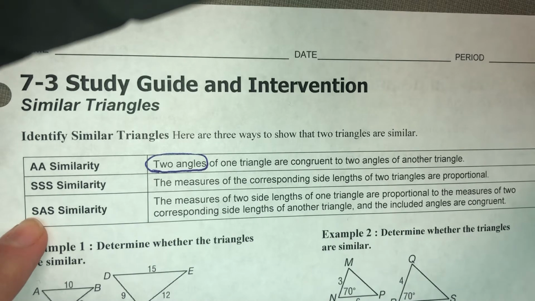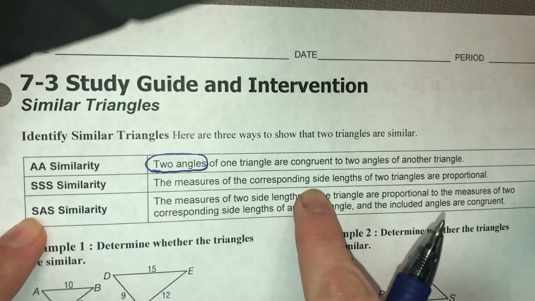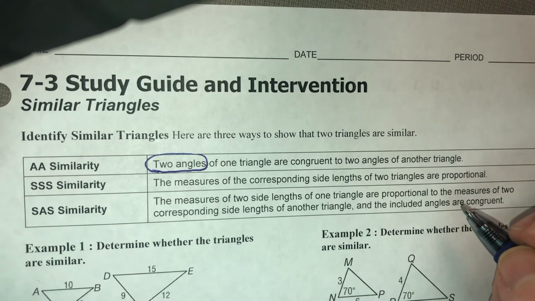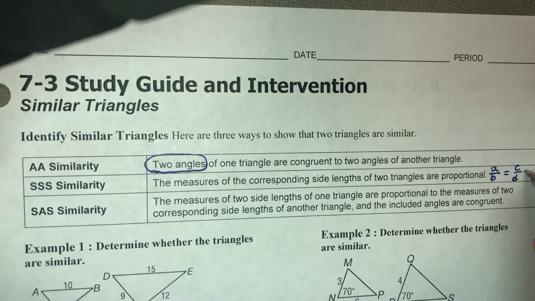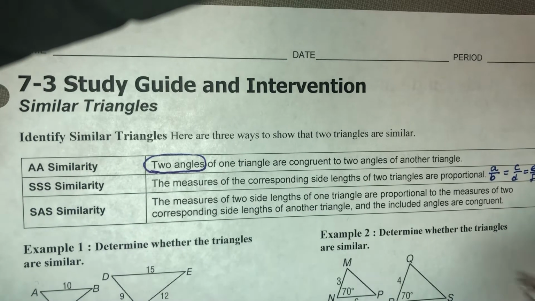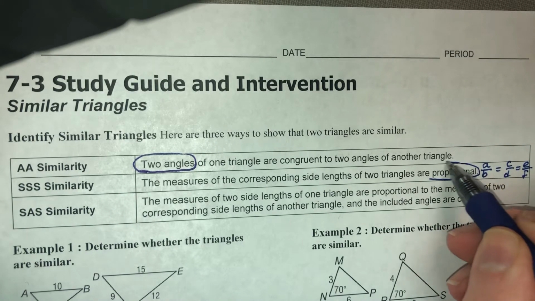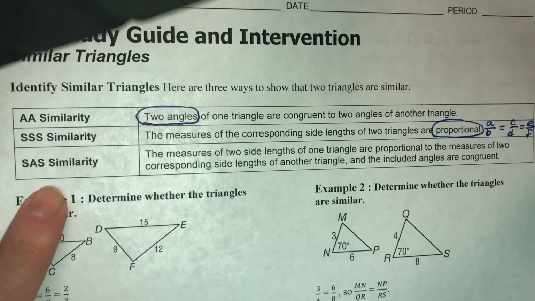The next one is SSS similarity, and that's when the measures of the corresponding side lengths of two triangles are proportional. So you can go little over big, like A over B equals C over D equals E over F. And when you set up your corresponding sides, they are all in a proportional relationship to each other, so the fractions are equal.